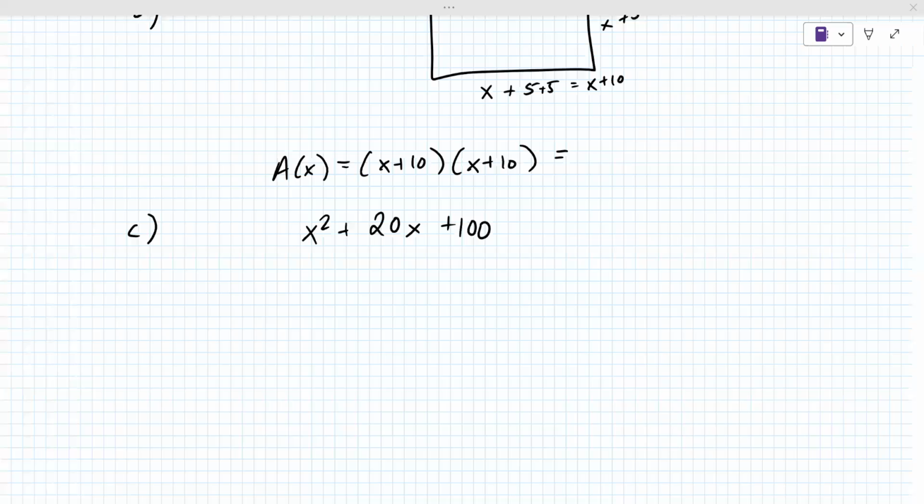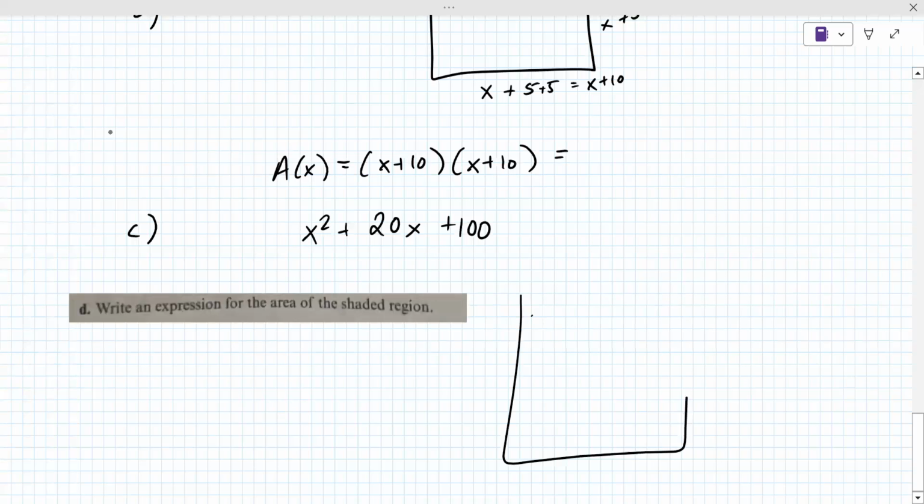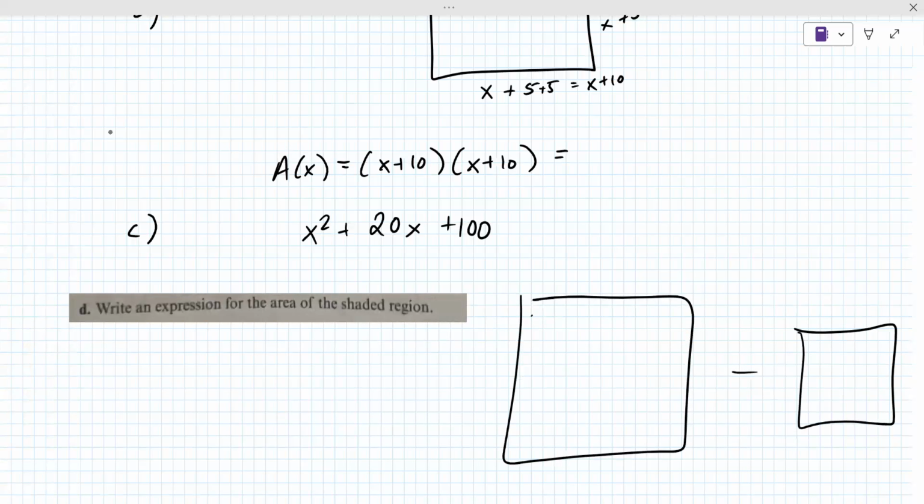And it's a composition of things. It's the larger minus the smaller. So it's going to be that x squared plus 20x plus 100 minus the smaller, which is just x squared. And you can see those cancel. So it's, meaning, 20x plus 100.